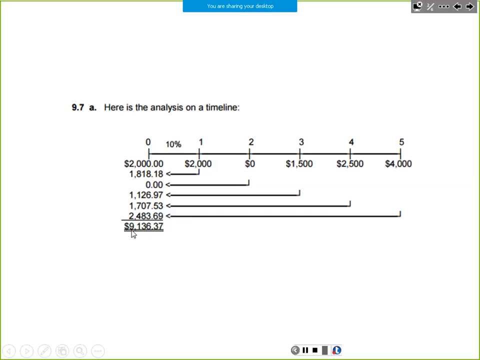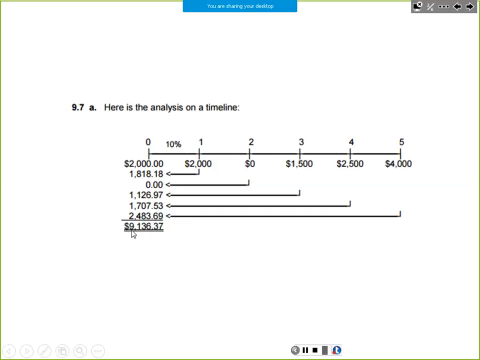I guess I wouldn't set up the timeline, I would've just done the formula. Yeah, and that's fine too. I just use the timeline to stay consistent with what the book presents, but I would do that too, just set up the equations.